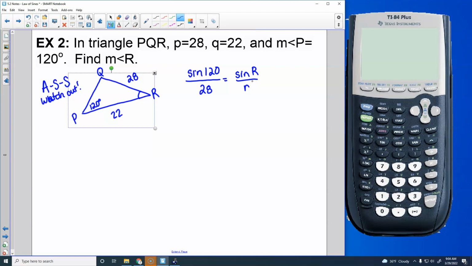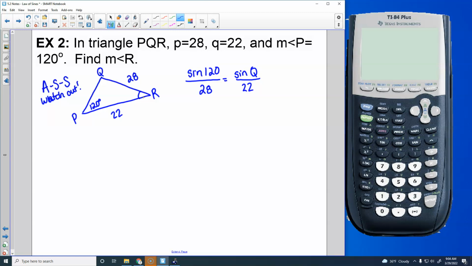Is there an angle I can find that is missing? I could find Q, right? Because I could do sine Q over 22. Once I find Q, all I have to do to find R is do 180 minus 120 minus whatever I get for Q, and that's going to give me that side R, or angle R. So it'll be really easy to find R once I've found Q. So we're going to find Q first, and then we'll look for R.